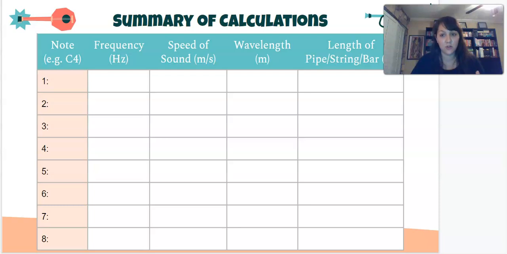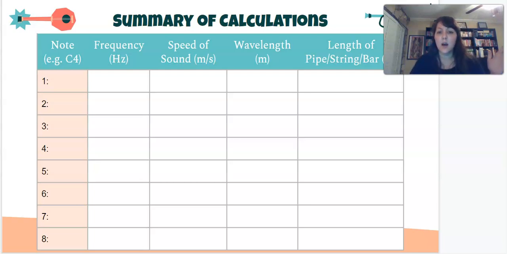So you build your instrument, you tune it using a tuning app, and then you're able to gather information about the length of each string or bar or whatever it is that you're using, and then from there calculate the wavelength and the speed of sound. Okay. I hope that makes sense and that's all comprehensible for you.